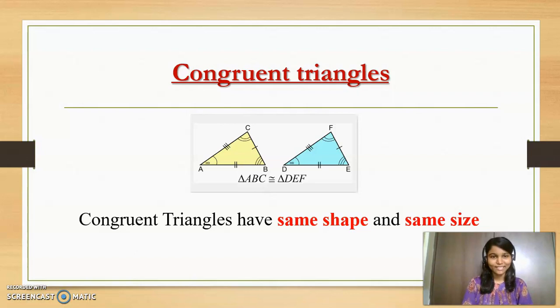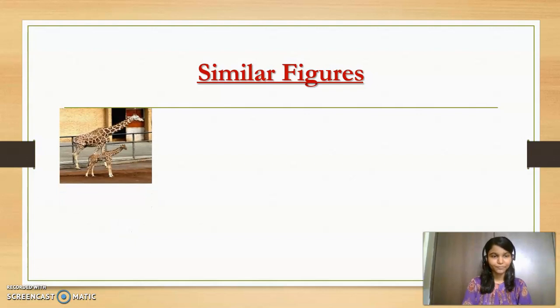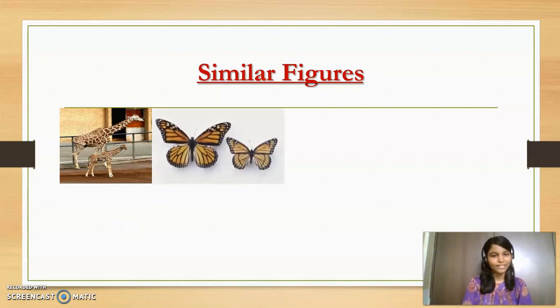Now let us see what we mean by similar figures. For this, let us take a few examples of similar figures. Look at the first example. Now, if you look at this example, can I say the shape of both these giraffes is the same? Yes, but their sizes are different. Now, let me take one more example. If you look at these butterflies, the shape of both the butterflies is the same, but their sizes are different.